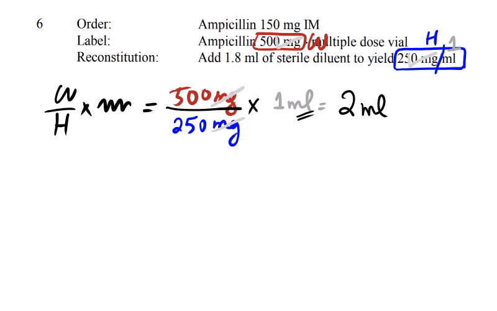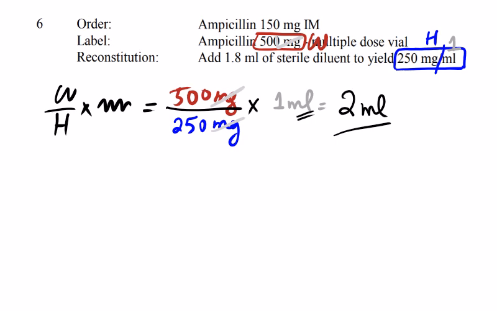So what does this mean? 2 mils is the volume of the reconstituted medication. So once you add 1.8 mils of sterile water to the contents of that vial, you end up with 250 milligrams per mil as a concentration. But if you are reconstituting the whole lot, you have 2 mils.